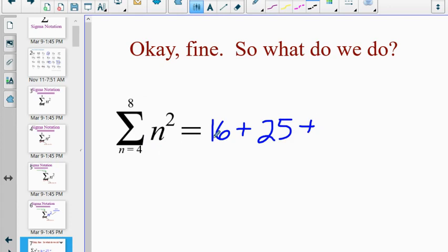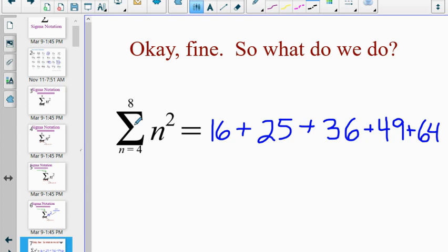Let's see, I've done 4 and 5. Next comes 6. 6 squared plus 7 squared plus 8 squared. And then we stop, because we've gotten to the largest value of n. And then we add them up. And I am pulling out my calculator. You can't see my video right now.